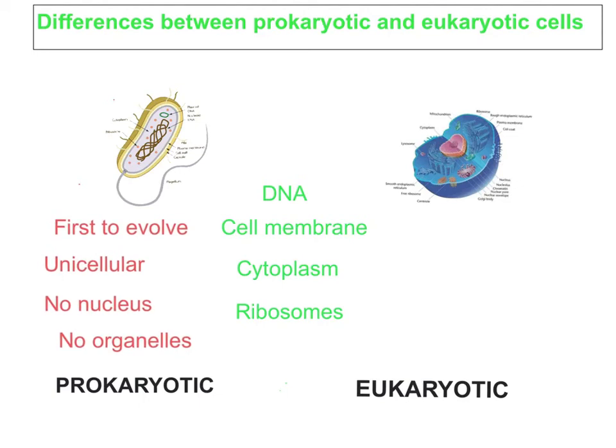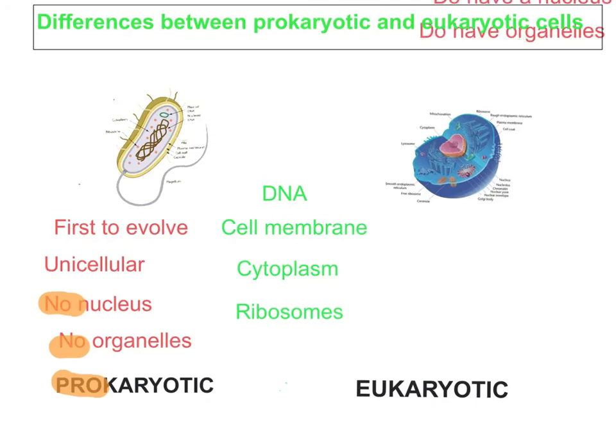However, the differences are, let's start with the prokaryotic one. The prokaryotes were the first to evolve. They were primitive. They're unicellular, and they also have no nucleus and no organelles. Remember, they're very, very simple. A good way to remember this is pro rhymes with no. So prokaryote, no organelles, no nucleus.